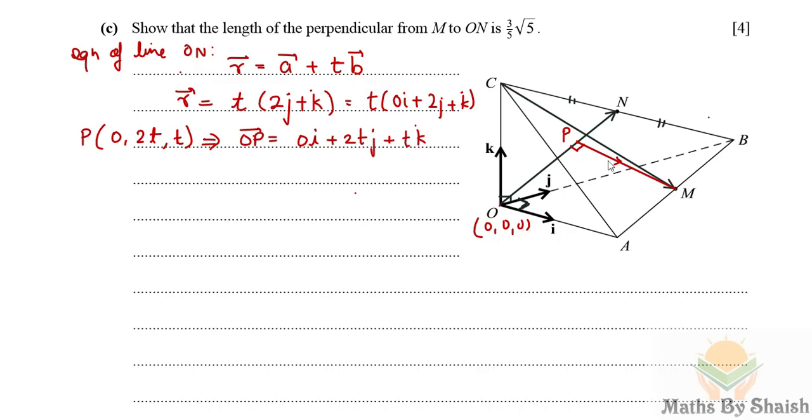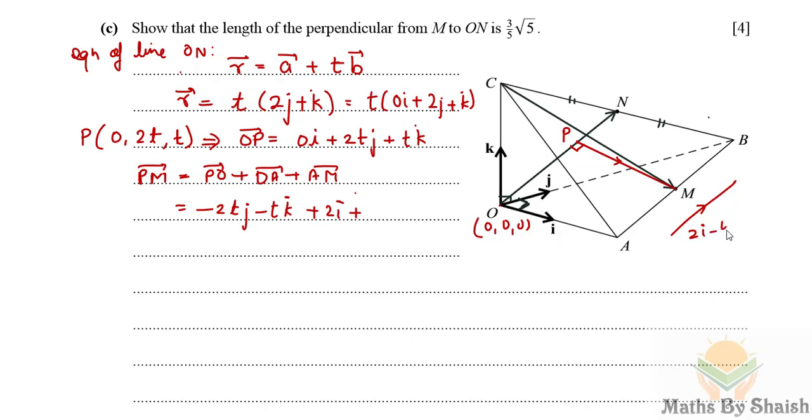And now if we have OP, we'll find PM vector. PM is going to be P to O, then O to A, and then A to M vector. Now we will calculate. P to O is the negative of it, so it is minus 2t j minus t k. OA is plus 2i cap, plus AM is half of AB, and we know that AB vector is going to be O to A, that is minus 2i plus 4j, because this will be going this way and then this way. So half of it would be minus i plus 2j.